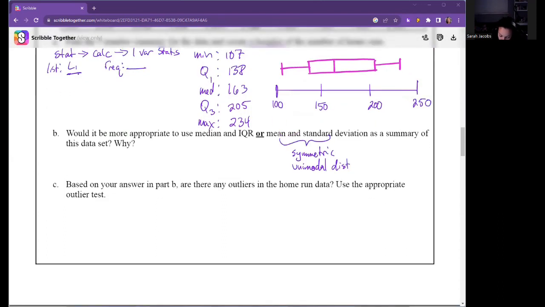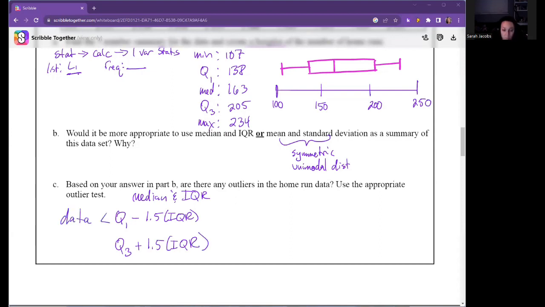And then for outliers, remember if you use median and IQR, your outliers are Q1 minus 1.5 times IQR and Q3 plus 1.5 times IQR. So any data that is below the Q1 minus boundary and any data that is above the Q3 plus 1.5 boundary.